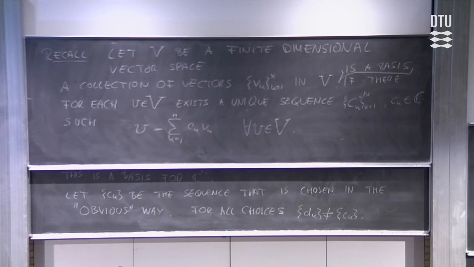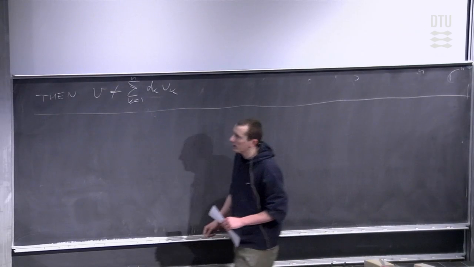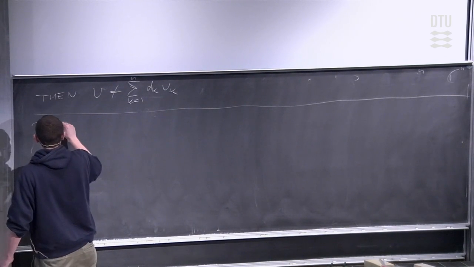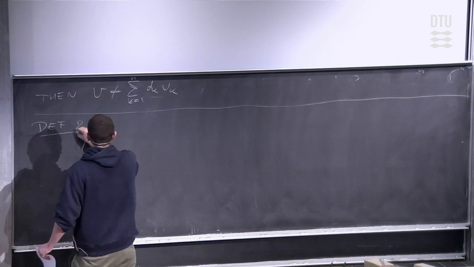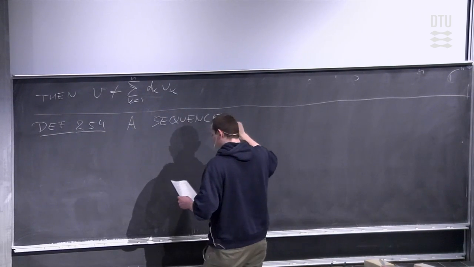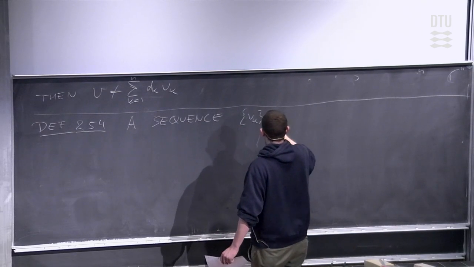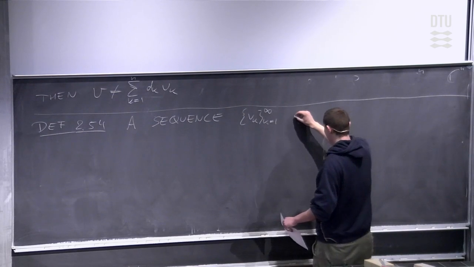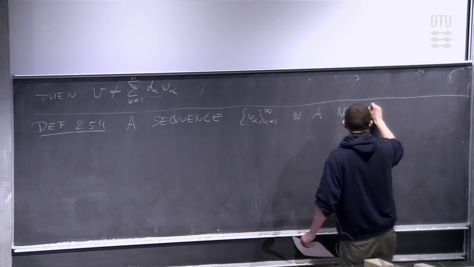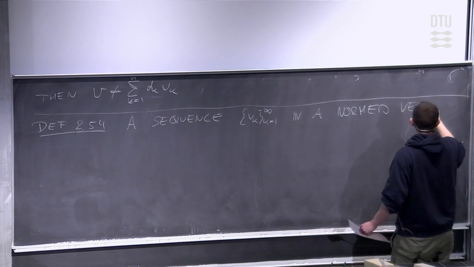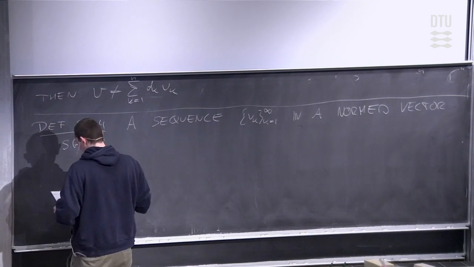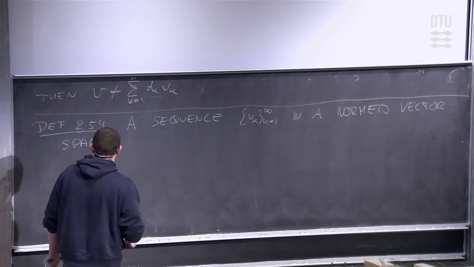So what about infinite dimensions? Well, for infinite dimensions, the definition is more or less the same. Well, it's not exactly the same. So, definition 2.5.4. So a sequence. Now we are in infinite dimensions, so we take vk where k goes from 1 to infinity. And now it needs to be a normed vector space, okay? We really need a norm, and you will see why in a minute. A sequence in a normed vector space is called a basis.